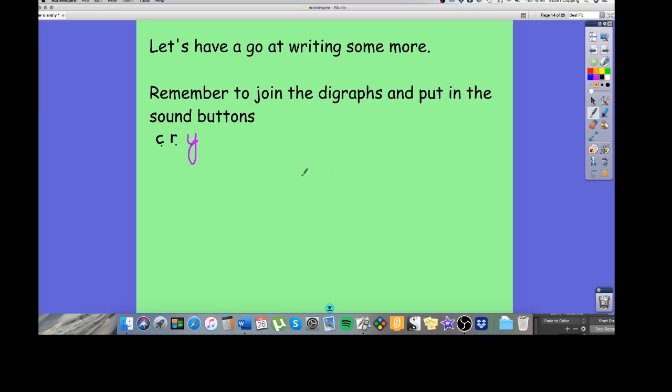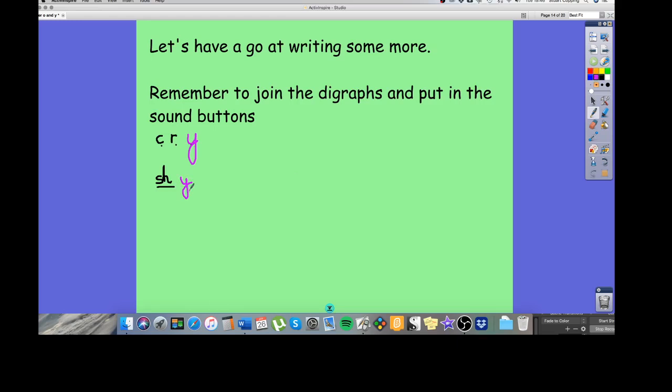Pause it if you haven't done it, because I'm going to go through the word. Here the sound button is I. So here we have a sound bar, which means we've got two letters to make a sound. So the sh should be joined, like that. Sh, I. Good so far.